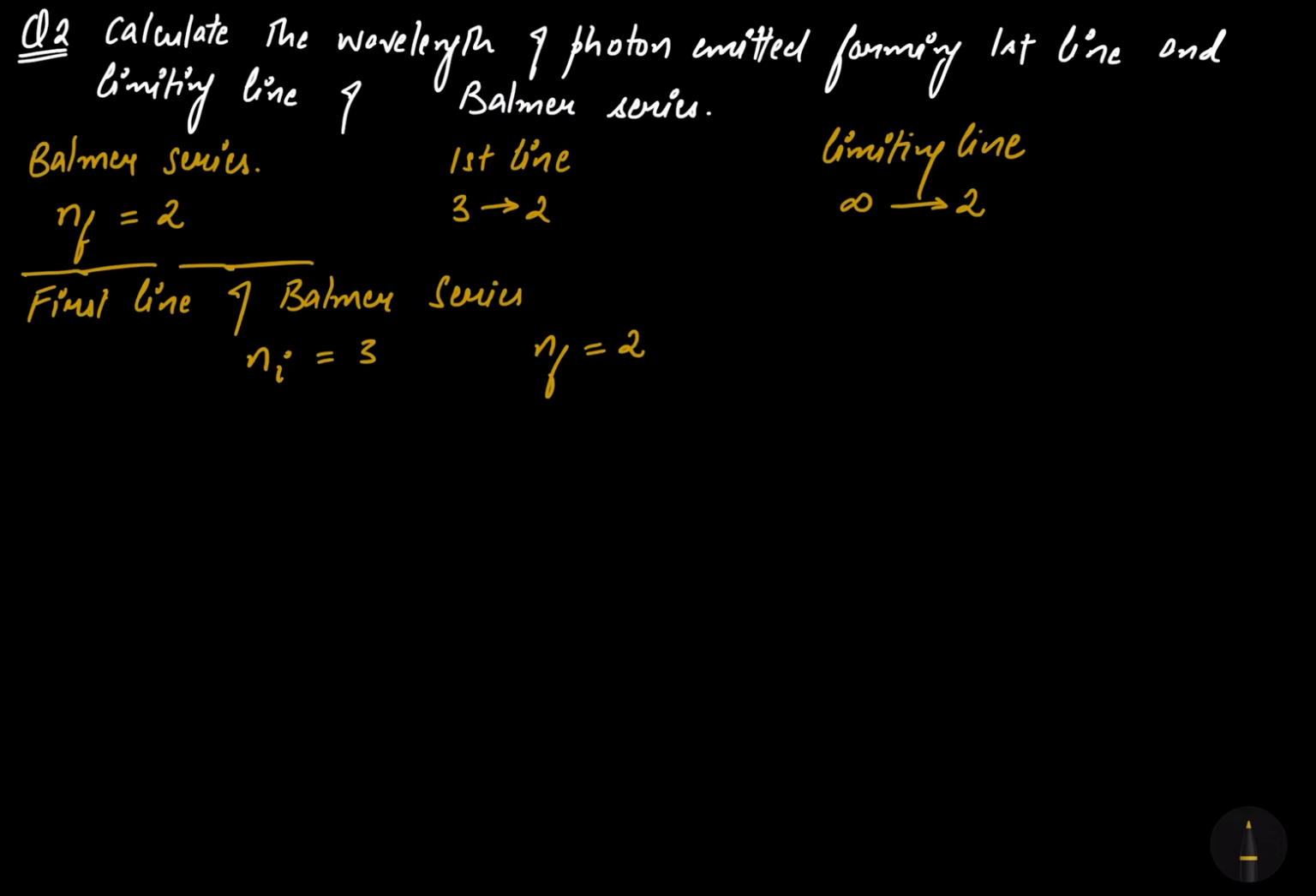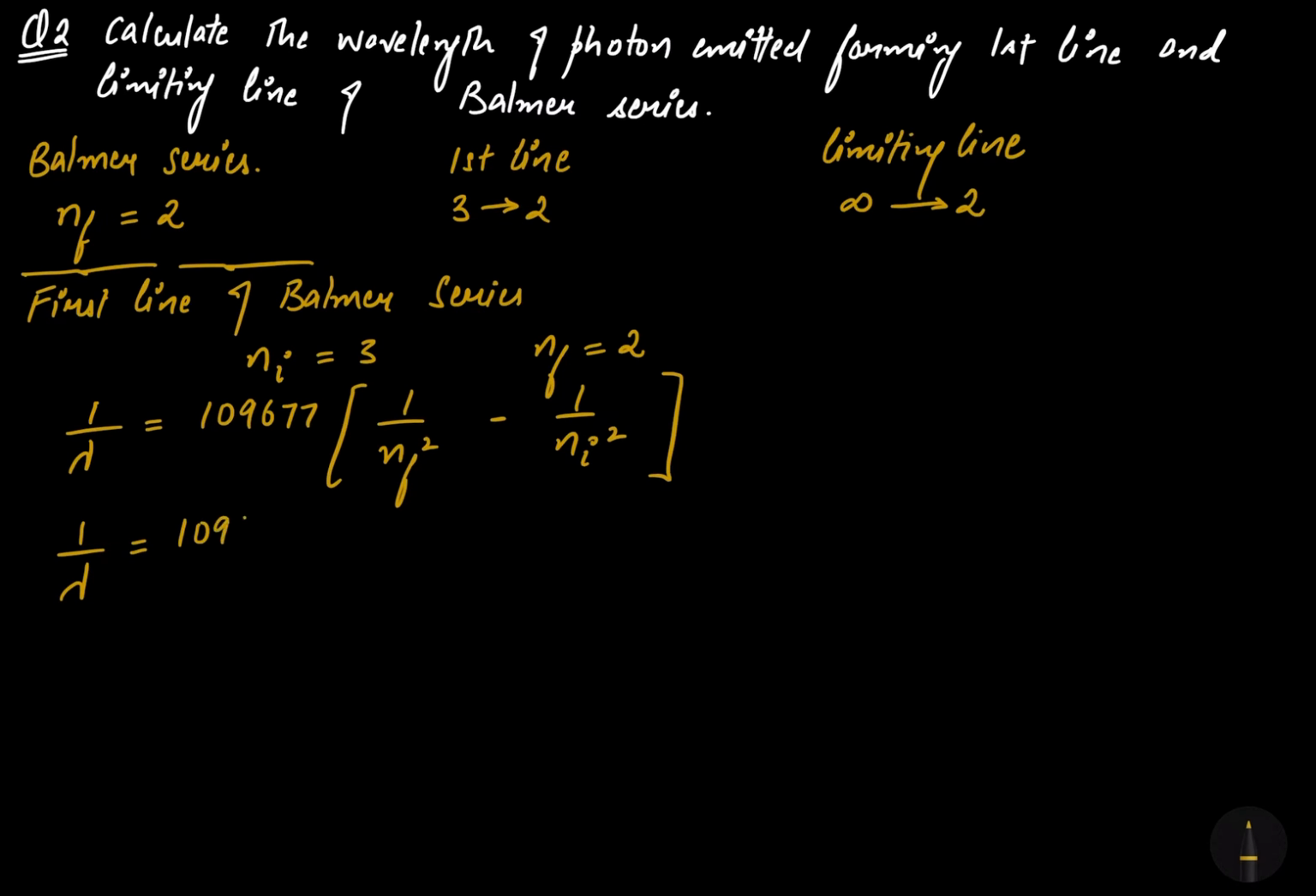So now I'm putting the formula. The formula is 1 by lambda is equal to 109677 into 1 upon n final square minus 1 upon n initial square. So 1 by lambda comes out to be 109677 into 1 upon n final, the n final is 2, is 2 square, minus 1 upon n initial, the n initial is 3, is 3 square.